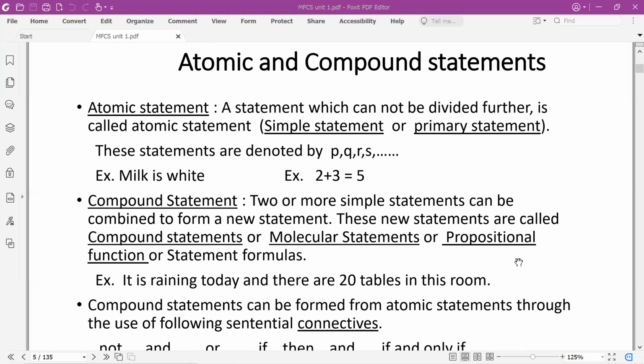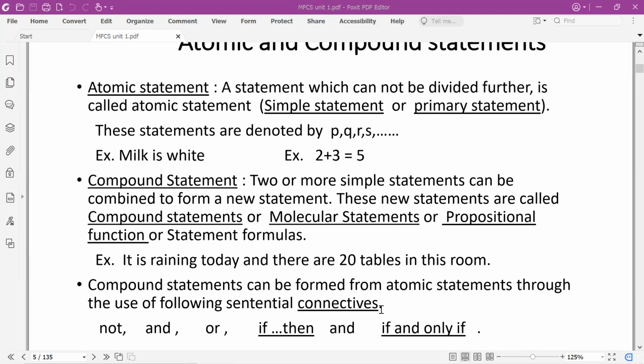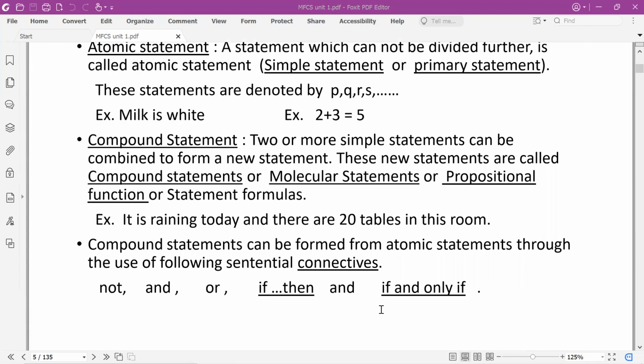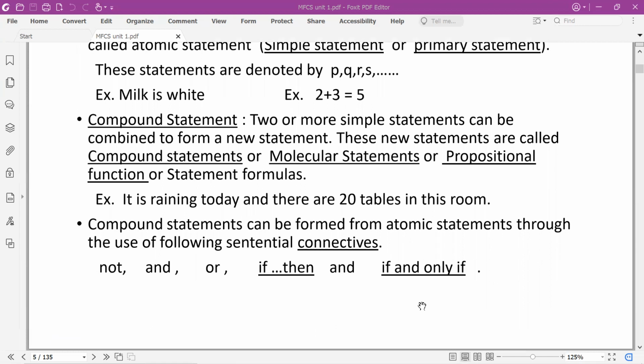Example: it is raining today and there are 20 tables in this room. So, "and" is the connective in this sentence, and the two atomic statements are "it is raining today" and "there are 20 tables in this room." Using the connective "and", the two atomic statements are combined together to form one compound statement. So, compound statements can be formed from atomic statements through the use of connectives. Examples of connectives are not, and, or, if then, and if and only if. We'll look into these in further slides.